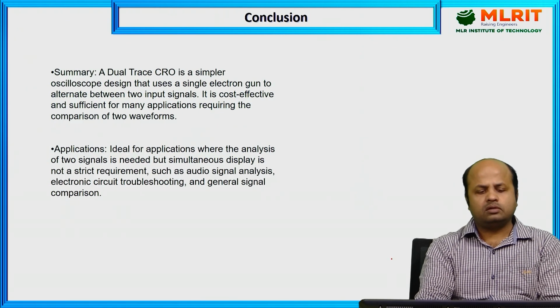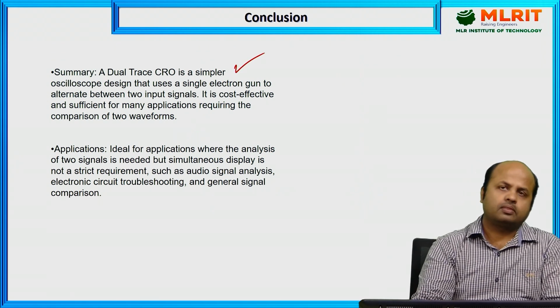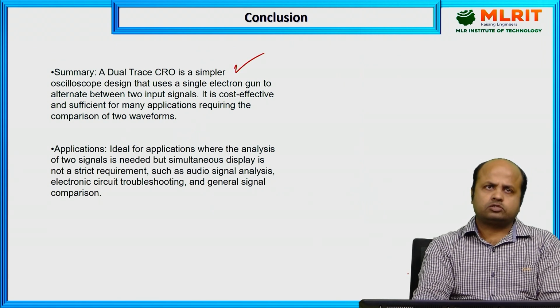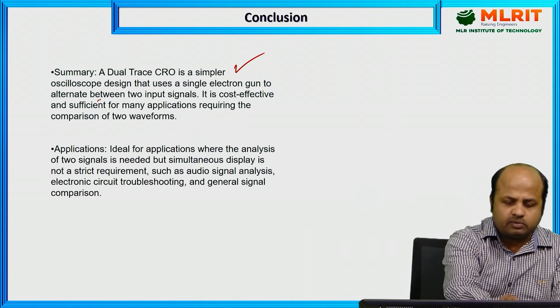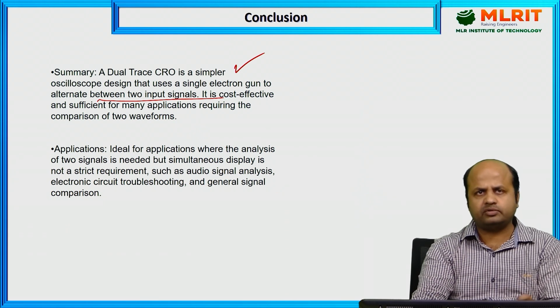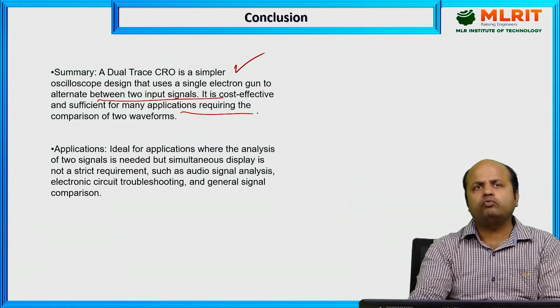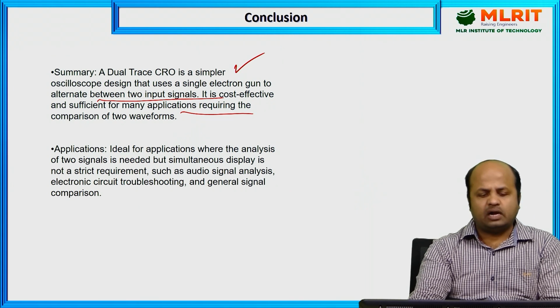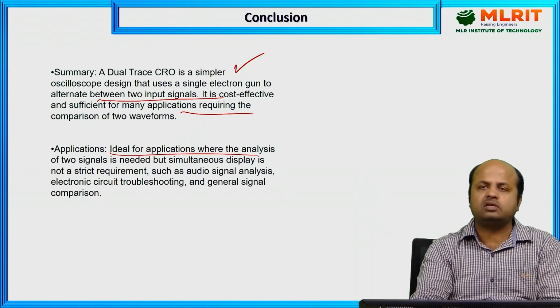Conclusion. So in summary, we can say that dual trace CRO is a simpler oscilloscope that uses a single electron gun to alternate between two input signals. It is cost effective, sufficient for many applications requiring the comparison of two waveforms. Application. It is very ideal for applications where the analysis of two signals is needed.